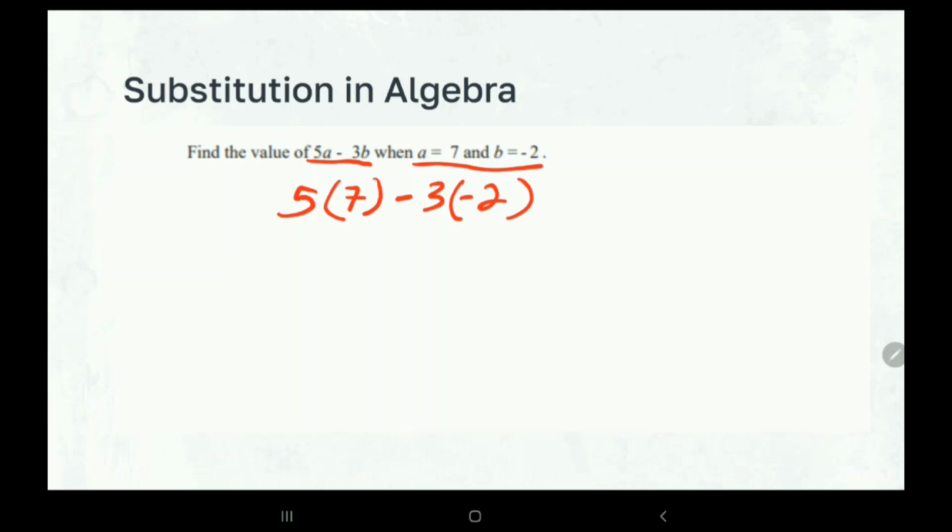So 5 times 7 will be 35, minus 3 times negative 2, it will be negative 6. Okay, so 35, and then two negative signs mean one positive sign, so 35 plus 6 will be 41.